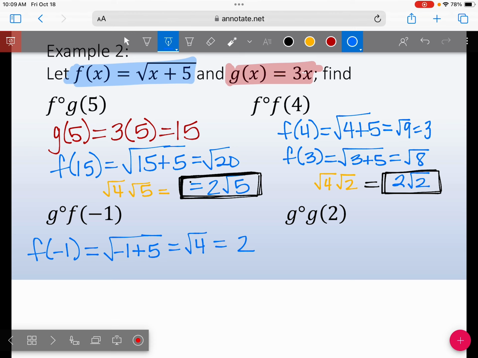Now I'm going to take that answer and put it into my g function. And I'm going to find g of 2. The g function tells us to take 3 times the input. 3 times my input would be 3 times 2, giving me a final answer of 6.